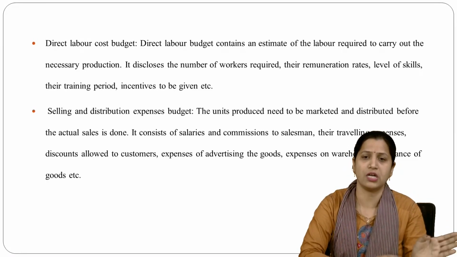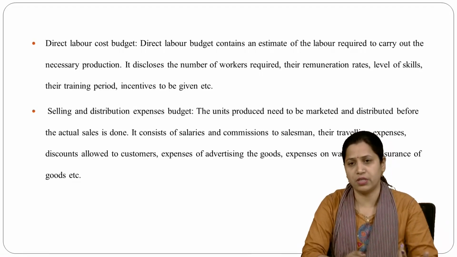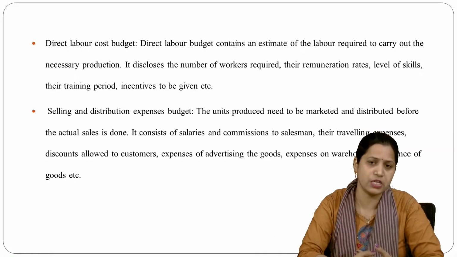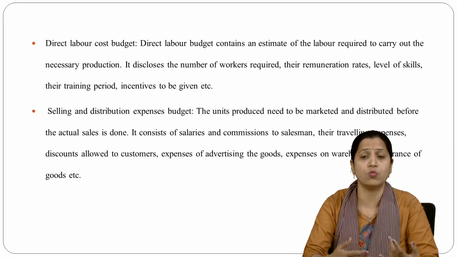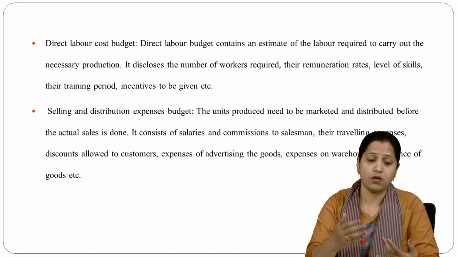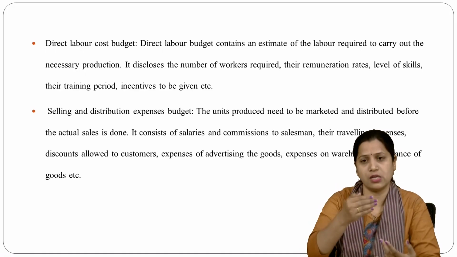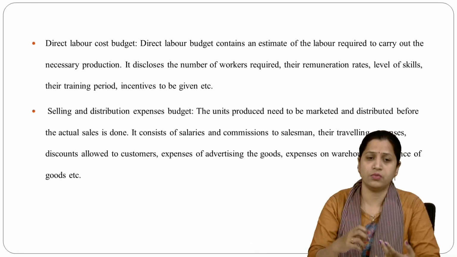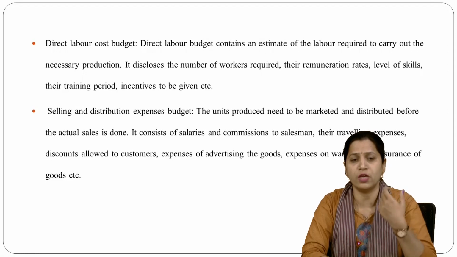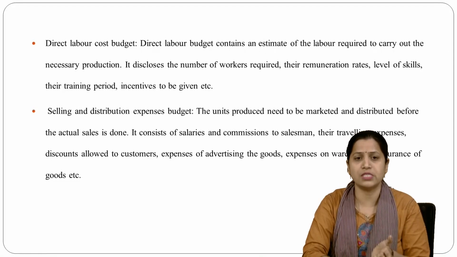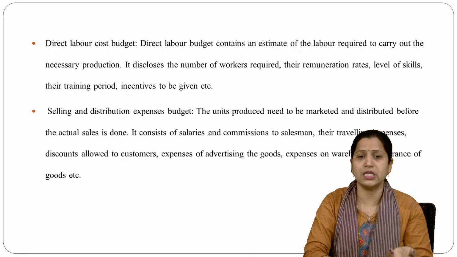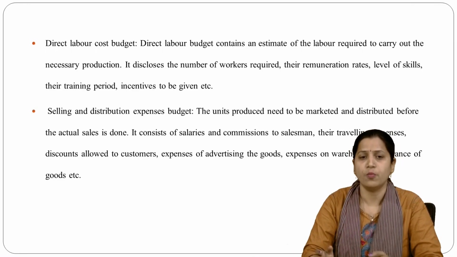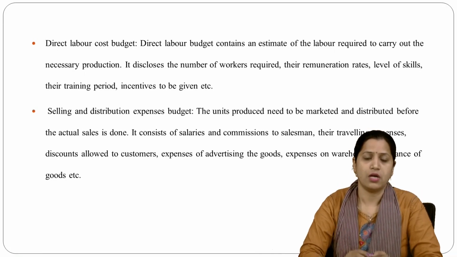So just as there we had the raw material required, here it is the labor required to produce those units. It discloses the number of workers required, their remuneration rates, and what level of skills is required in labor. If training is required, we have to decide the training period. Then another thing is incentives, whether we are going to give them incentives as per the number of units they are producing or as per their performance, etc.